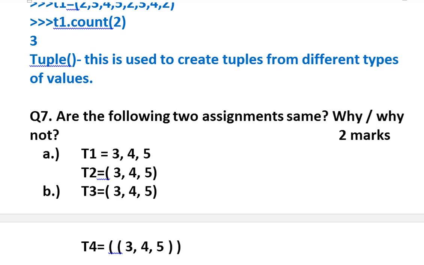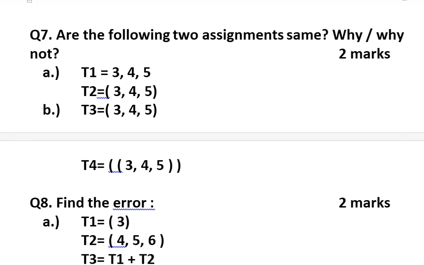Now next, question number 7. In this question number 7, we have to check whether the following two assignments are the same. Now T1 is 3, 4, 5 and T2 is this. These two are exactly the same, because in a tuple if you do not write the parentheses then also it will take it as a tuple.